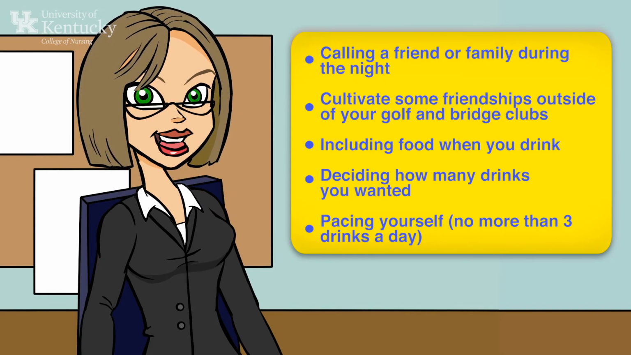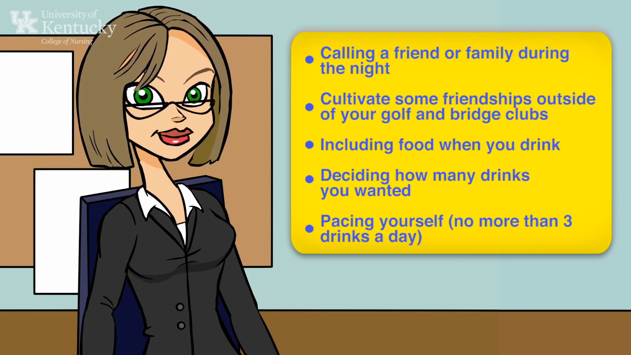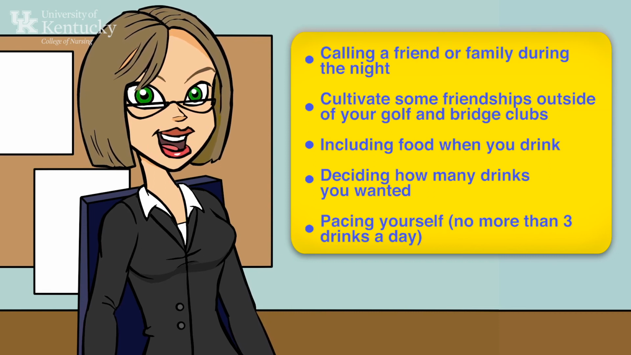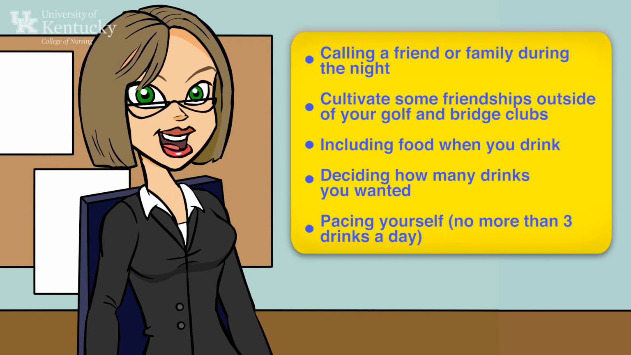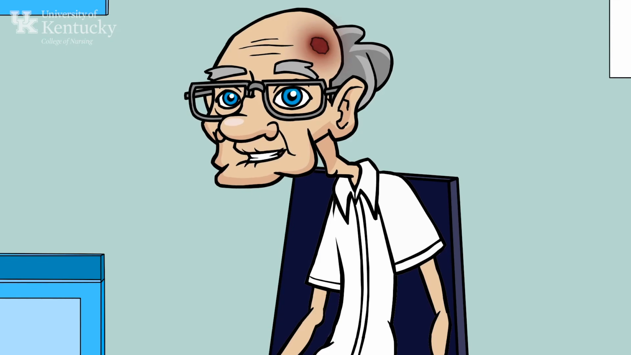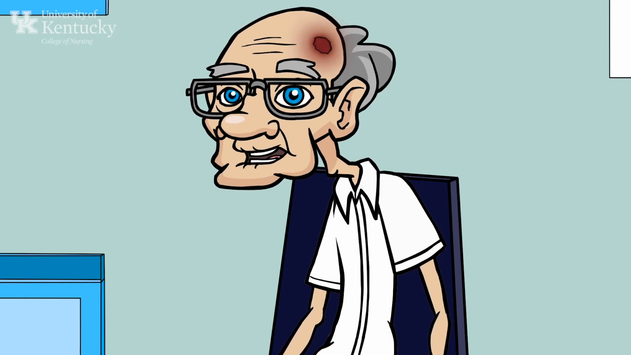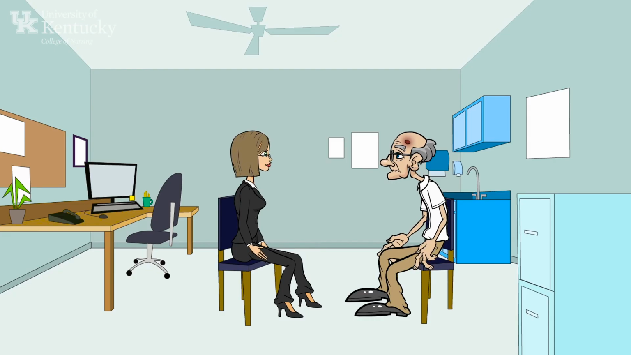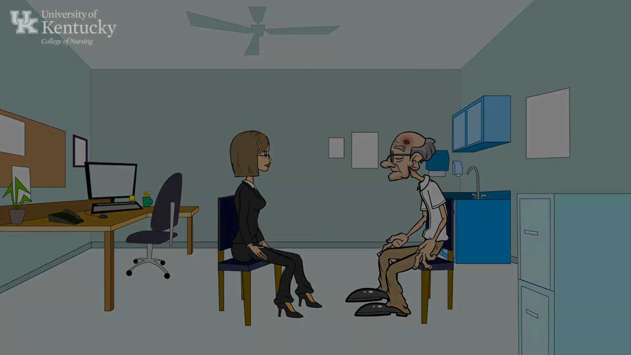Some of the strategies could be calling a friend or family during the night to decrease the time you feel you need to drink alcohol. You could also cultivate some friendships outside of your golf and bridge club, or include food when you drink. You could also decide how many drinks you wanted to have in the evening, or simply pace yourself. Do you think any of these might work for you? I think choosing the number of drinks I'll have that evening and pacing them might work. Sounds good. How about if we check back in a month to see how things are going?